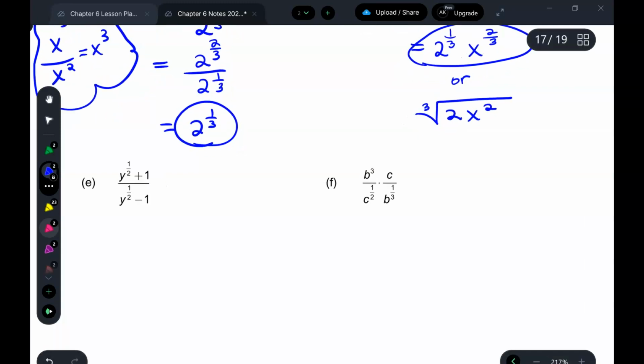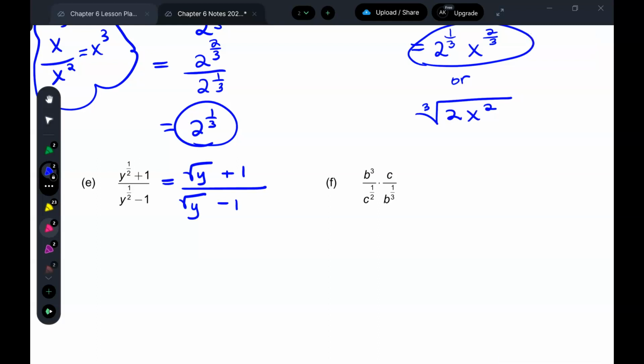Okay. All right, what do you think about the next one? Oh, this one looks a little. Okay, what is a 1/2 power? What root? It's a square root. So if it's easier for you, write it as square root of y plus 1 over square root of y minus 1. And then we have to multiply by what's called the conjugate. Remember, to get rid of the square root in the denominator?